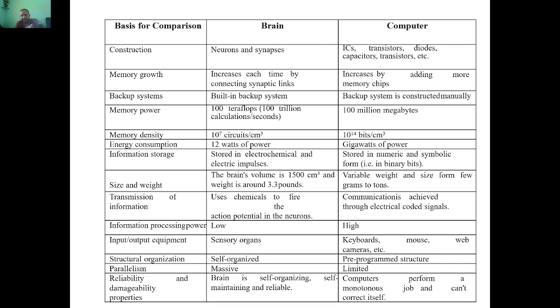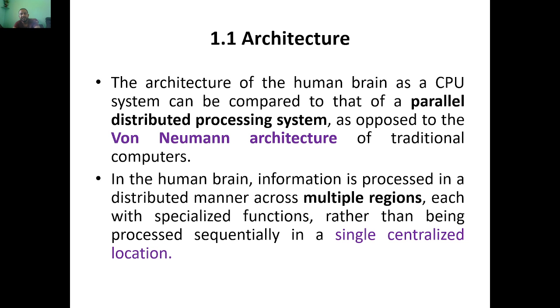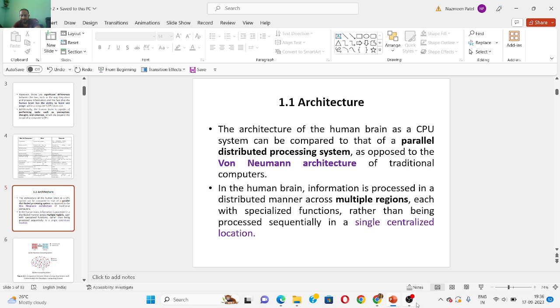And reliability and damageability properties. In that, the brain is self-organized, self-maintaining, and reliable. Whereas computers perform monotonous jobs and can't correct themselves. So the brain's architecture we will discuss in the next class.